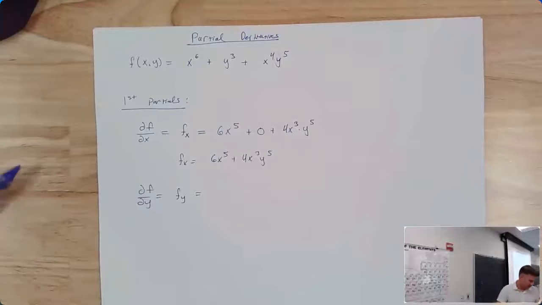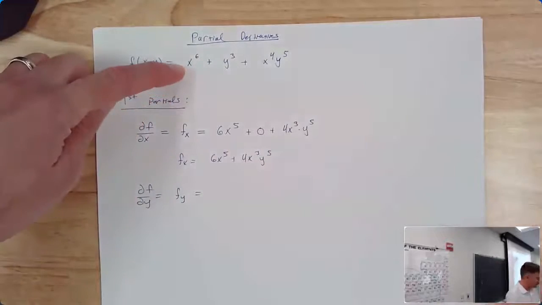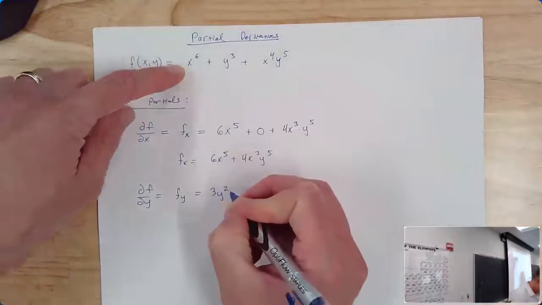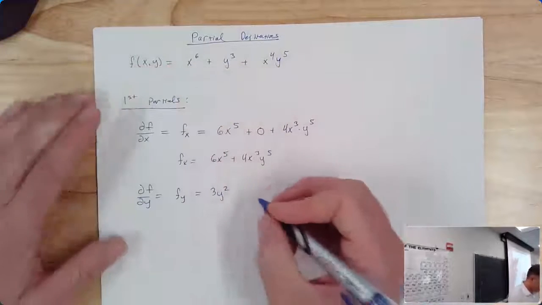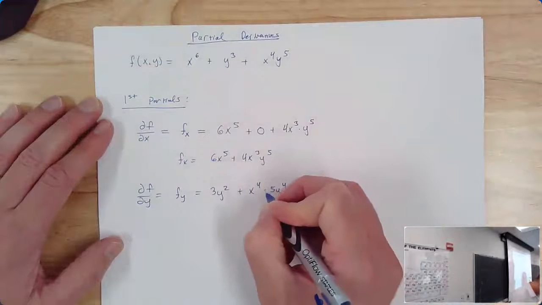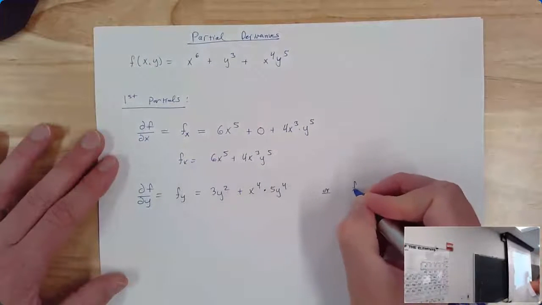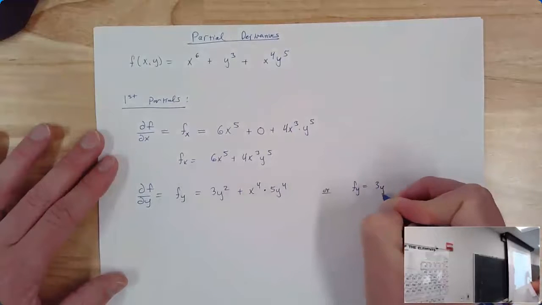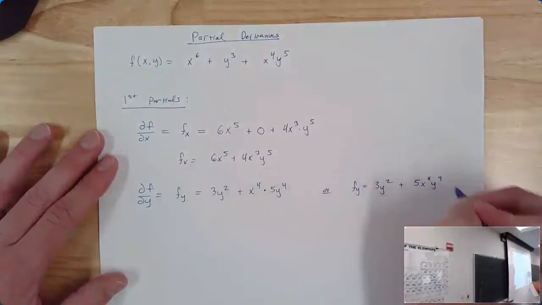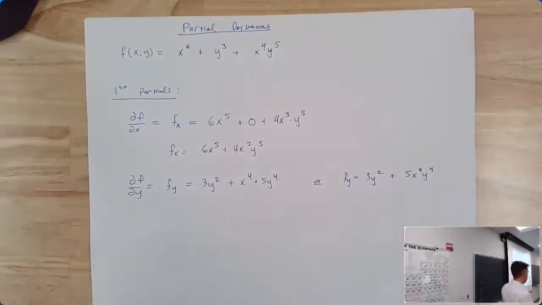So let's see. So for fy, the derivative of x to the 6th is 0. So I'm not even going to write it down. The derivative of y cubed is 3y squared. And the derivative of x to the 4th times y to the 5th is x to the 4th times 5y to the 4th. And I would probably write that as fy equal to 3y squared plus 5x to the 4th y to the 4th. Okay, first partials, not too big a deal.